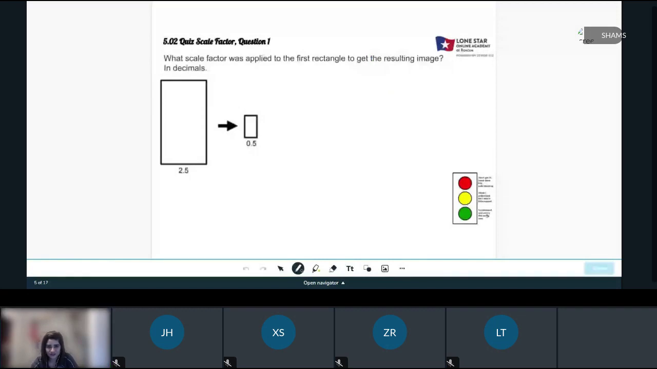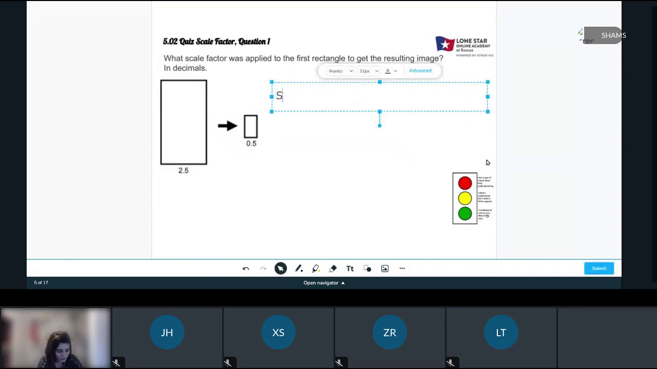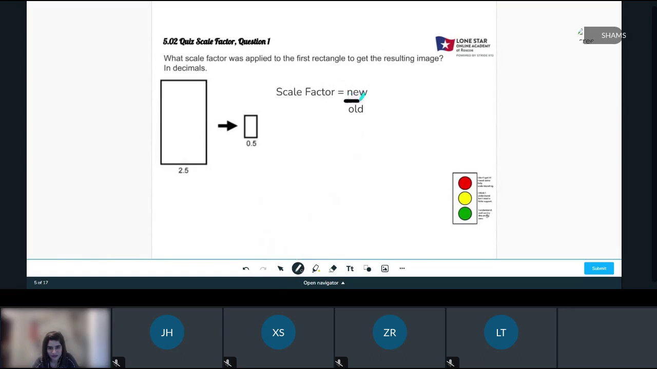What is the scale factor? Everybody figure out the scale factor again. Same question. Notes here for scale factor. Define scale factor. We are doing one of the new sides over the old side, or the original side. Right? And that is going to be a fraction bar. So let's look at one of the new sides. The given new side is 0.5. And the corresponding side in the older rectangle, or the original rectangle, is 2.5.